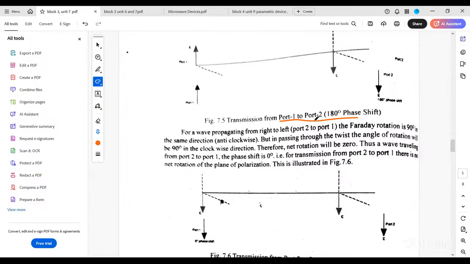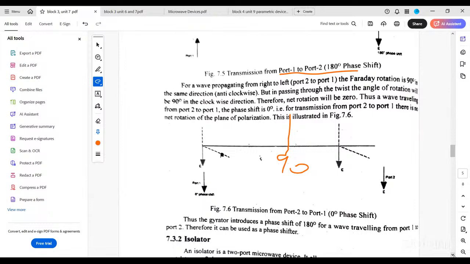How much does it come to? Why does it come to 0? Faraday rotation, sorry, this ferrite material gives 90 degrees in the anti-clockwise direction. The twist is in the clockwise direction. Anti-clockwise and clockwise both cancel. The output is 0. This is about the gyrator.